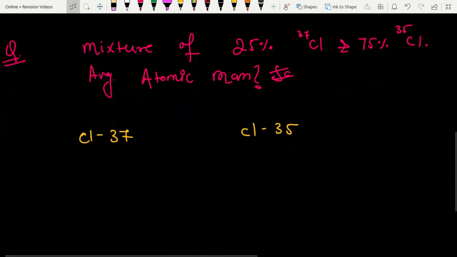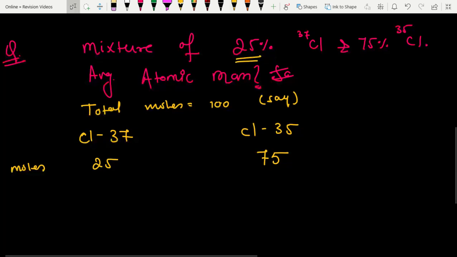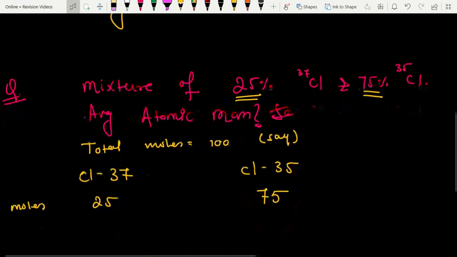So let's assume that I am taking a sample of 100 moles. Let's assume that total moles is equal to 100, that we have just assumed. So moles of chlorine-37 will be 25, and that of chlorine-35 will be 75, because it is already mentioned that this is 25% and that of chlorine-35 is 75%, as mentioned in the question right here.